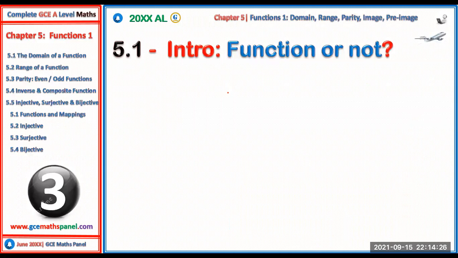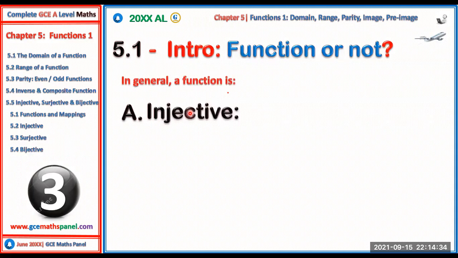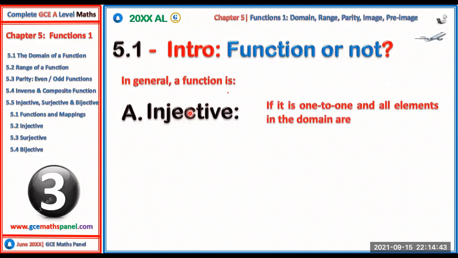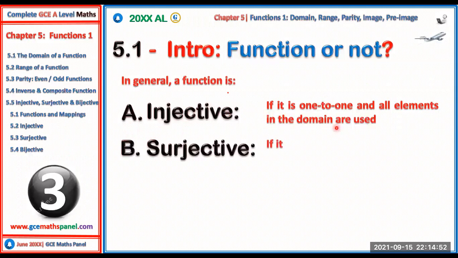All right. Now we are looking at this. In general, a function is injective if it is one-to-one and all the elements in the domain have been used up. Then it is surjective if all the elements in the range have been used up, or if the codomain is equal to the range.